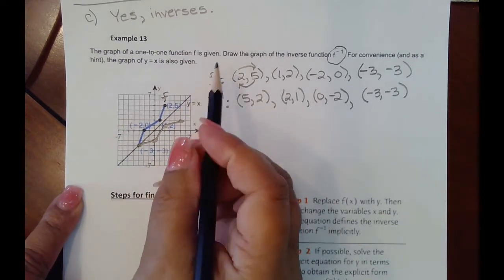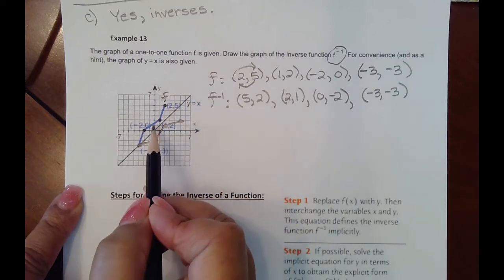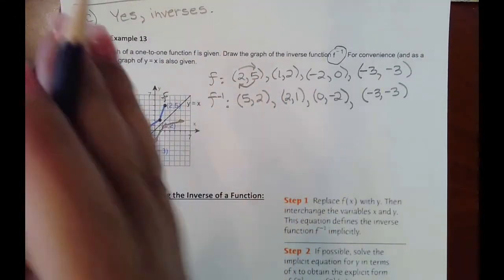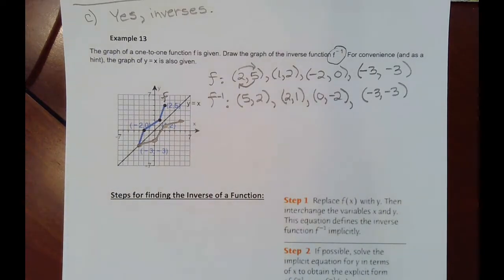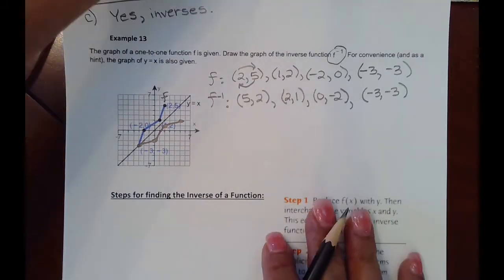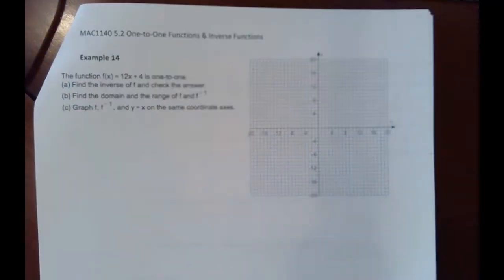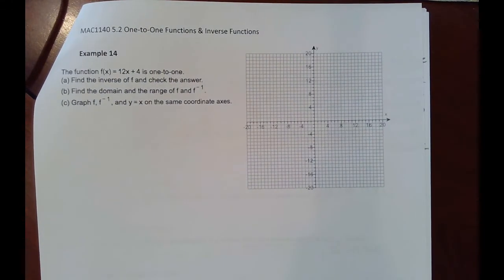Notice that if you were to fold your paper right here and fold this image on top of that one, they would superimpose. Okay, going to the last problem, which is example 14. This time, you're going to come up with your own inverse. This is the first problem where you get to do this. You have a single function, not two functions, and you're going to create your own inverse.